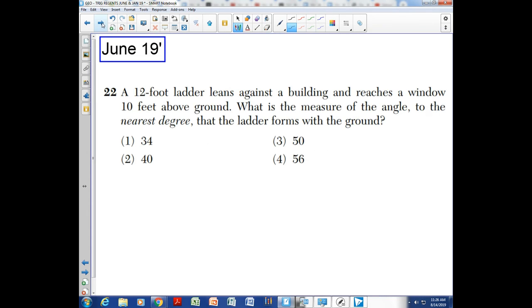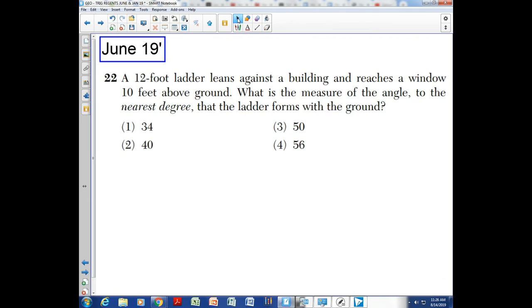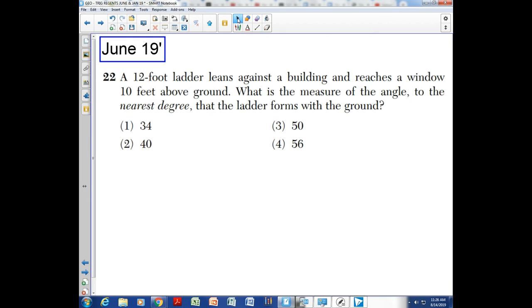June 19, number 22. A 12-foot ladder leans against a building and reaches a window 10 feet above the ground. What is the measure of the angle to the nearest degree that the ladder forms with the ground? Well, once I realize that we have a right triangle trigonometry problem, I like to just sketch a triangle here. I'll put a little triangle here.